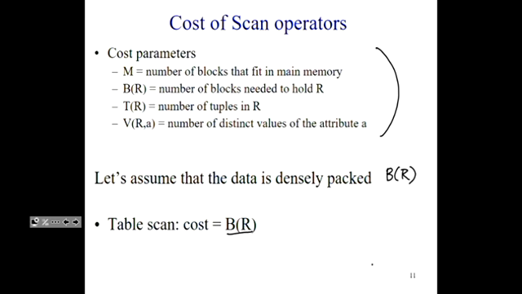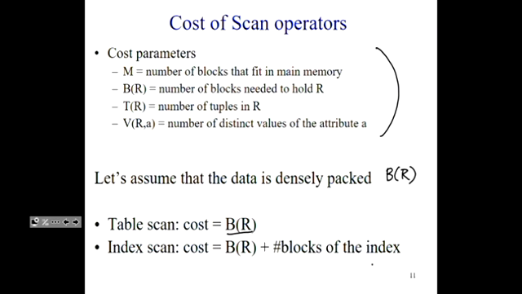Why is it B of R? Well, I need to read the relation once. There are B of R operations of bringing one block at a time of the relation into my buffer, and that has a cost of B of R. Remember once again that we are only counting the cost of everything up until the point where we are writing it out. So we are not counting the cost of writing out the results of this operator, only everything up until this point. The only operation that's happening up until this point is reading the relation into memory. Okay, and the cost of that is B of R.